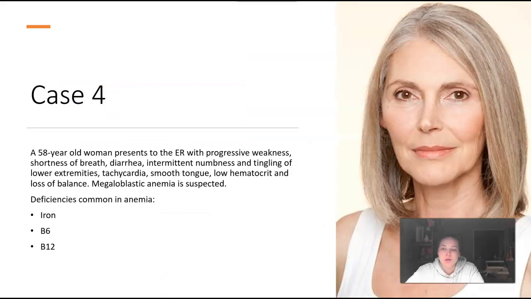In case number 4, a 58-year-old woman presents to the emergency room with progressive weakness, shortness of breath, diarrhea, intermittent numbness and tingling of the lower extremities, tachycardia, smooth tongue, low hematocrit, and loss of balance. Megaloblastic anemia is suspected. Deficiencies common in anemia are iron deficient anemia, B6 or folate deficient anemia, and vitamin B12 anemia.